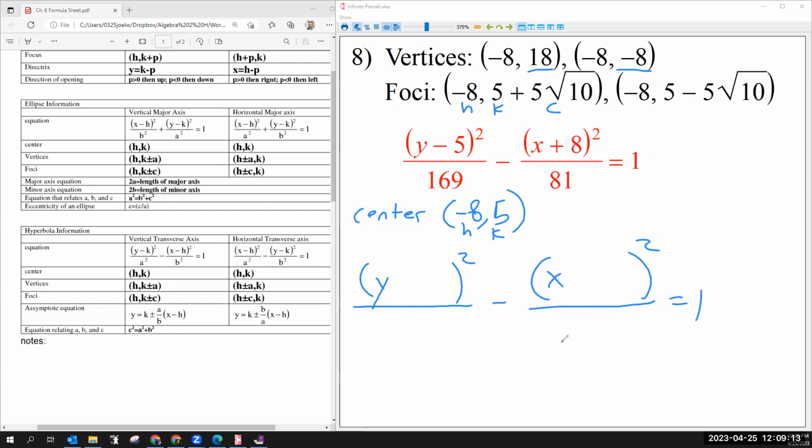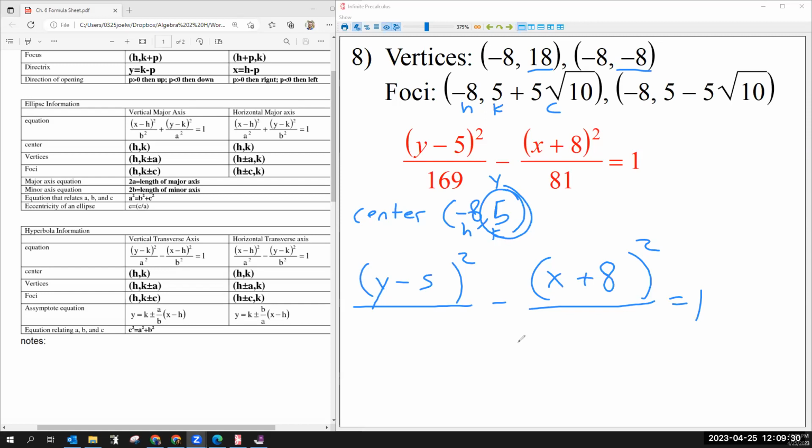This is the y coming first. This is my y value, so I put it with the y. That's my x value. Put it with the x. For the numbers in the middle, let's start off with the a, because that's what I get from the vertices.